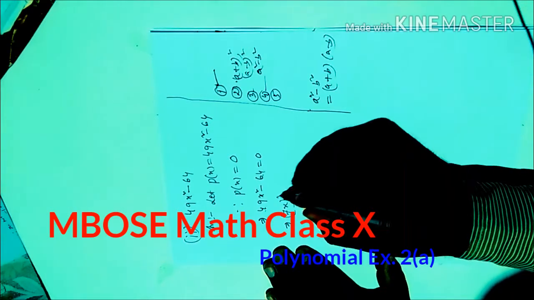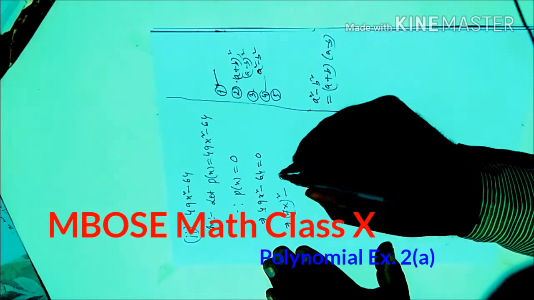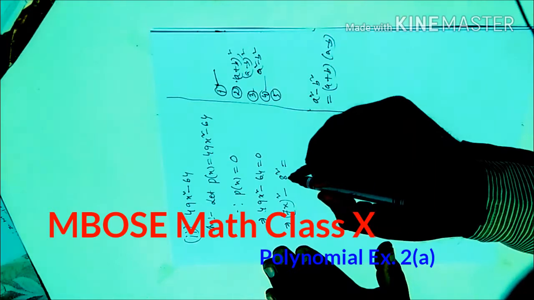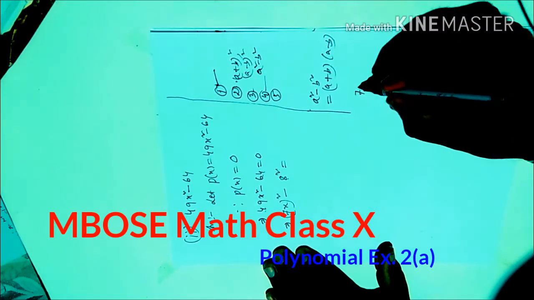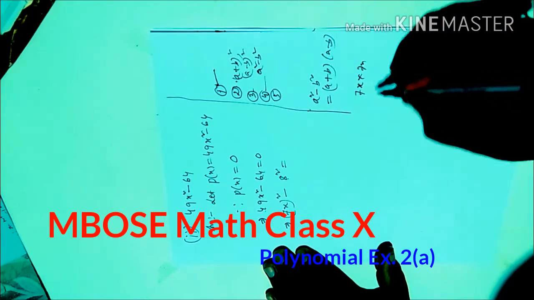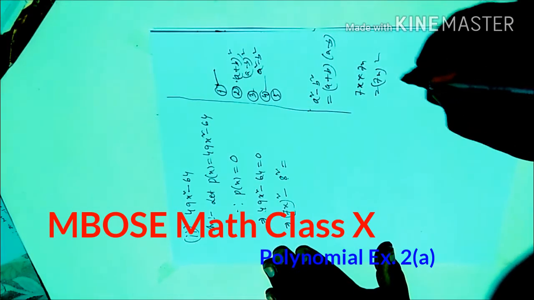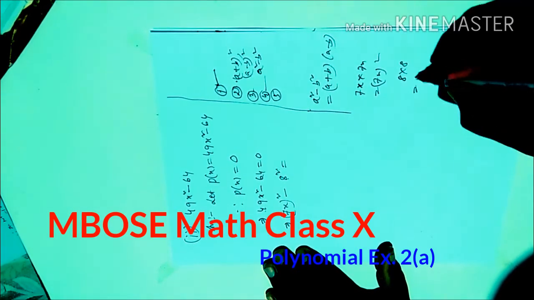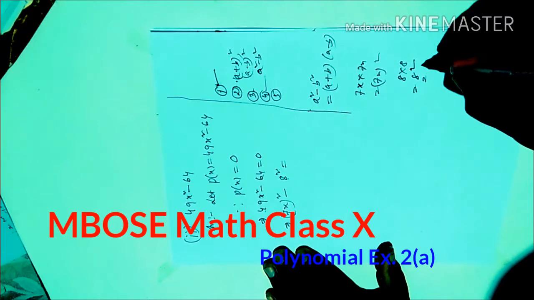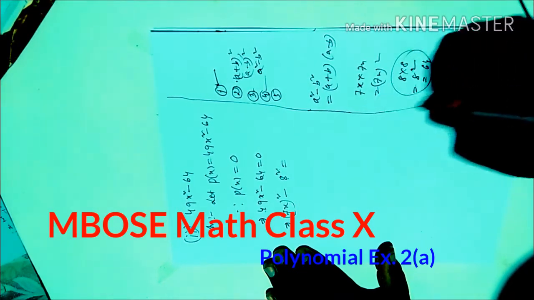You know, 7x square. 64 means how much square? 8 square. 8 2 times, 8 into 8, 64. Because you see here, 7x into 7x, you see here, 7x square. 8 into 8, 8 2 times, 8 square. So how much here? 64. We can write this way.